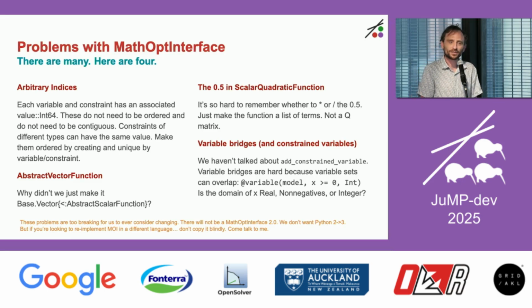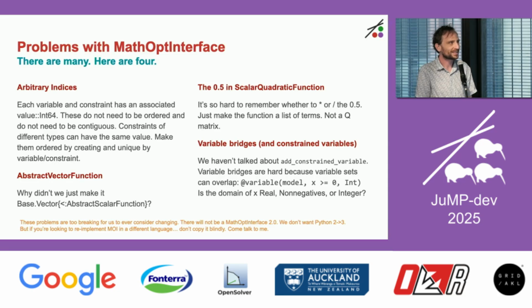We had this special subtype, abstract vector function, and we had vector variables, vector affine function, vector quadratic function, and vector nonlinear function. Why didn't we just make it a vector of scalar functions? There was some idea that we'd be able to exploit matrices or sparse matrices, but we haven't. It would be an open question how many changes we would need to make to have a vector function just be a vector of scalar functions, and what pros and cons that would lead to.